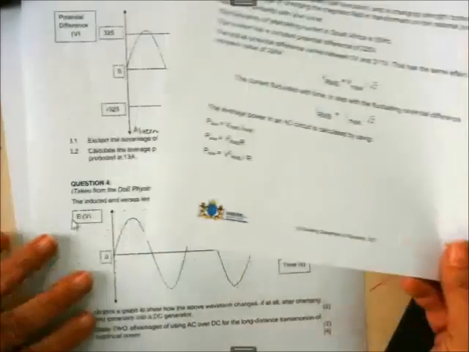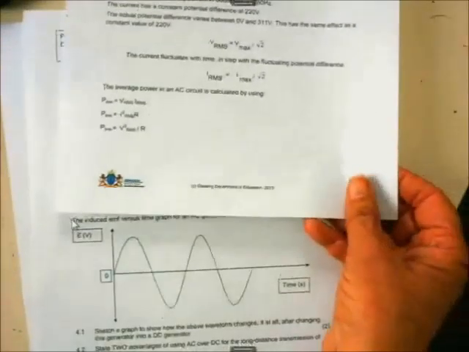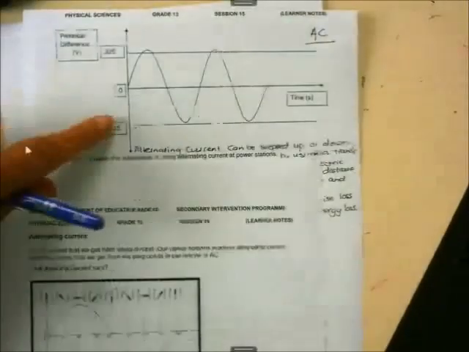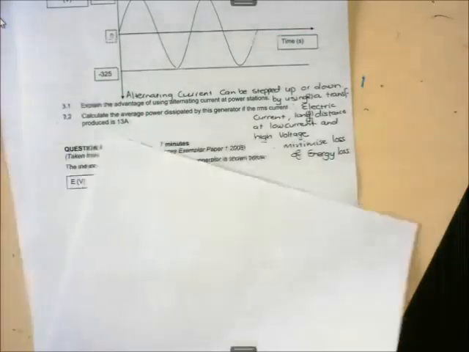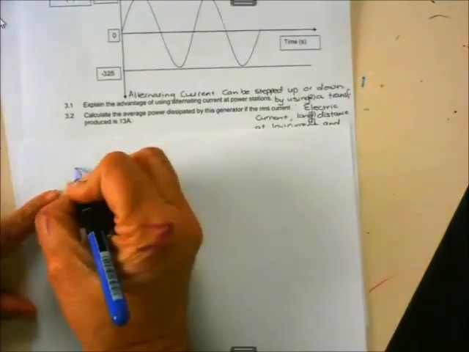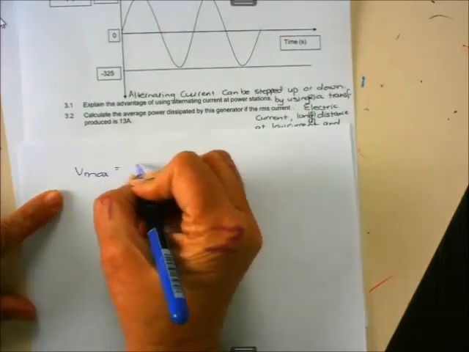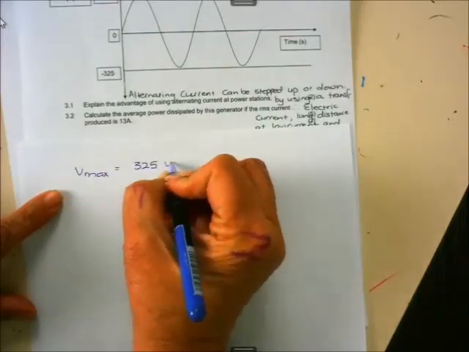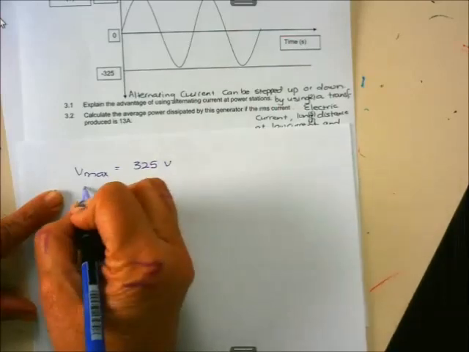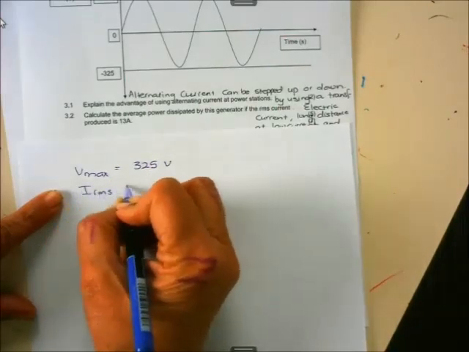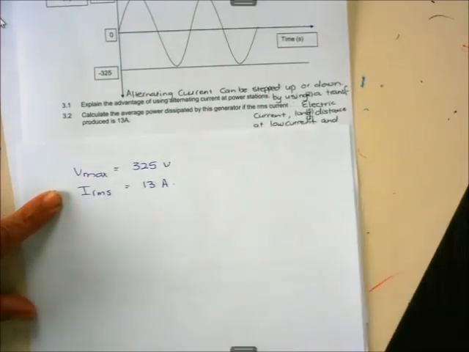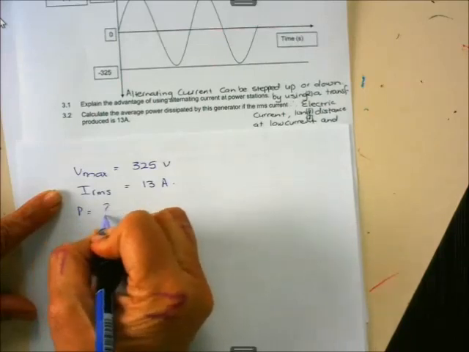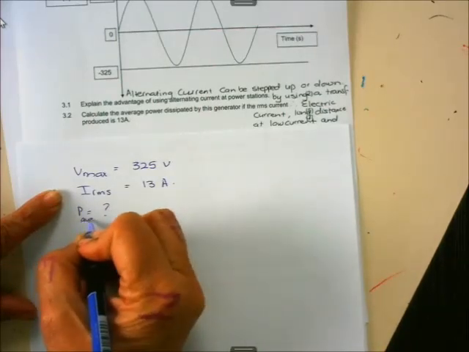So, right, let's quickly see what have they given us in this case. They gave us Vmax. Let's quickly write it down. Vmax is equal to 325 volts. Then they also told us that IRMS was equal to 13 amperes. And they wanted to know the power. Okay. Now, ladies and gentlemen, they wanted to know the average power.